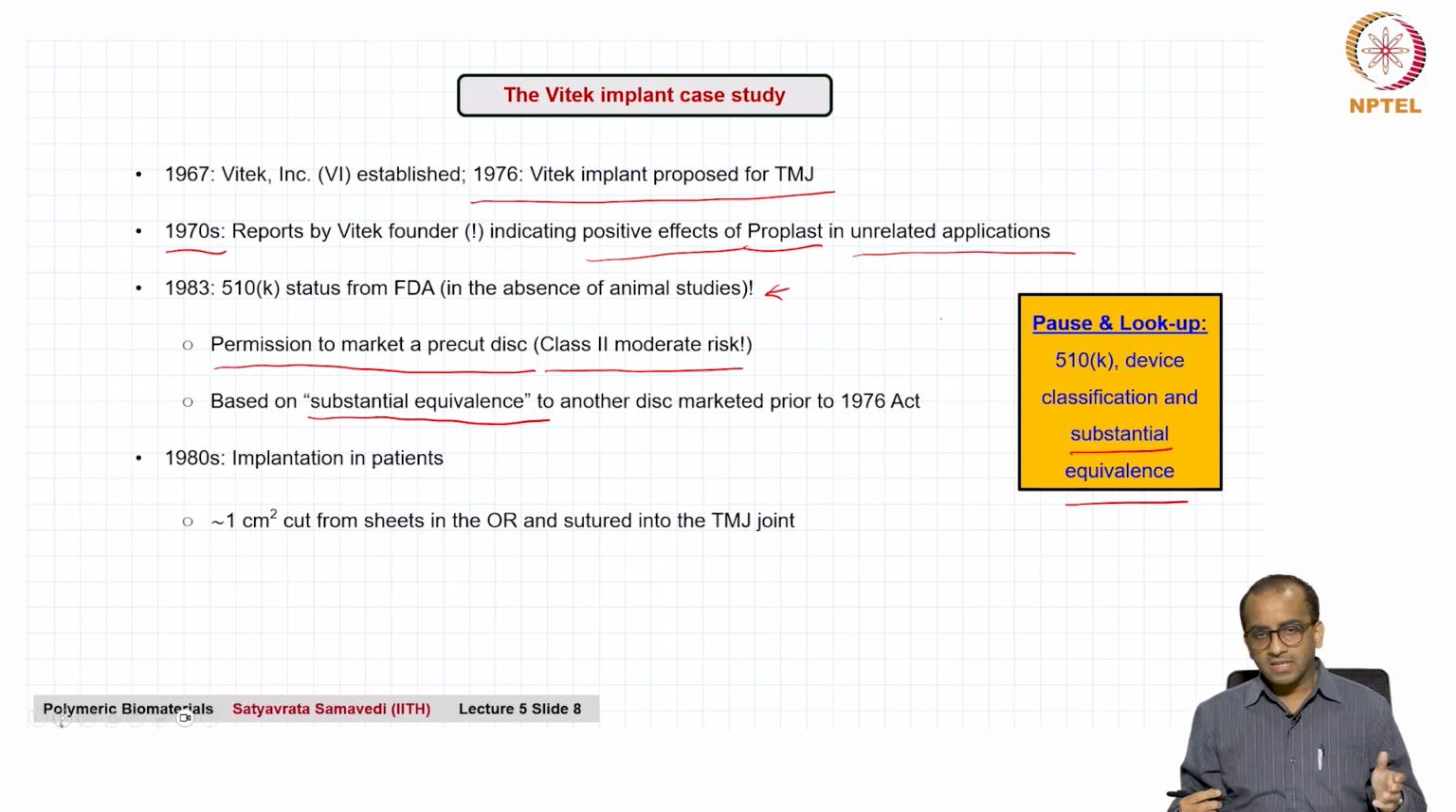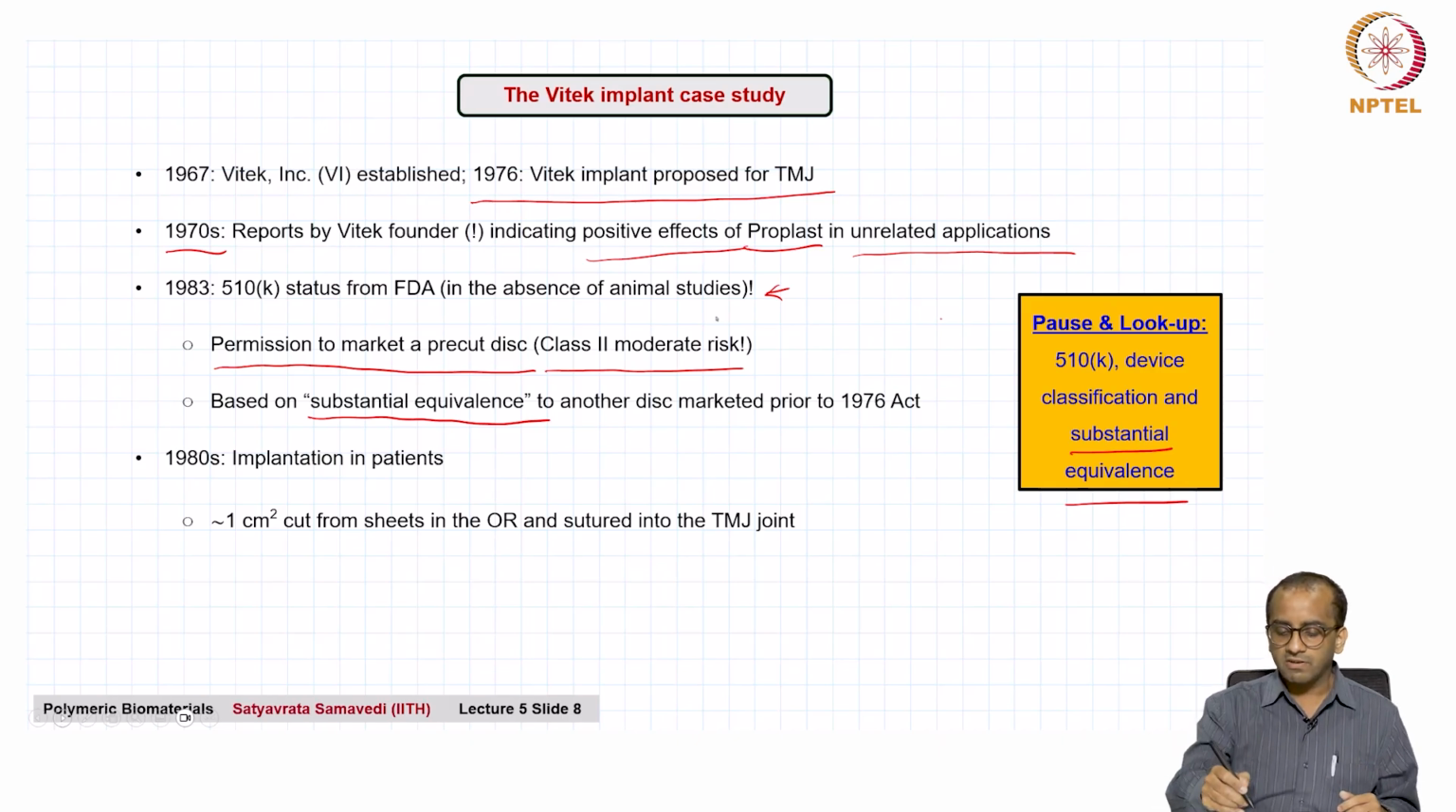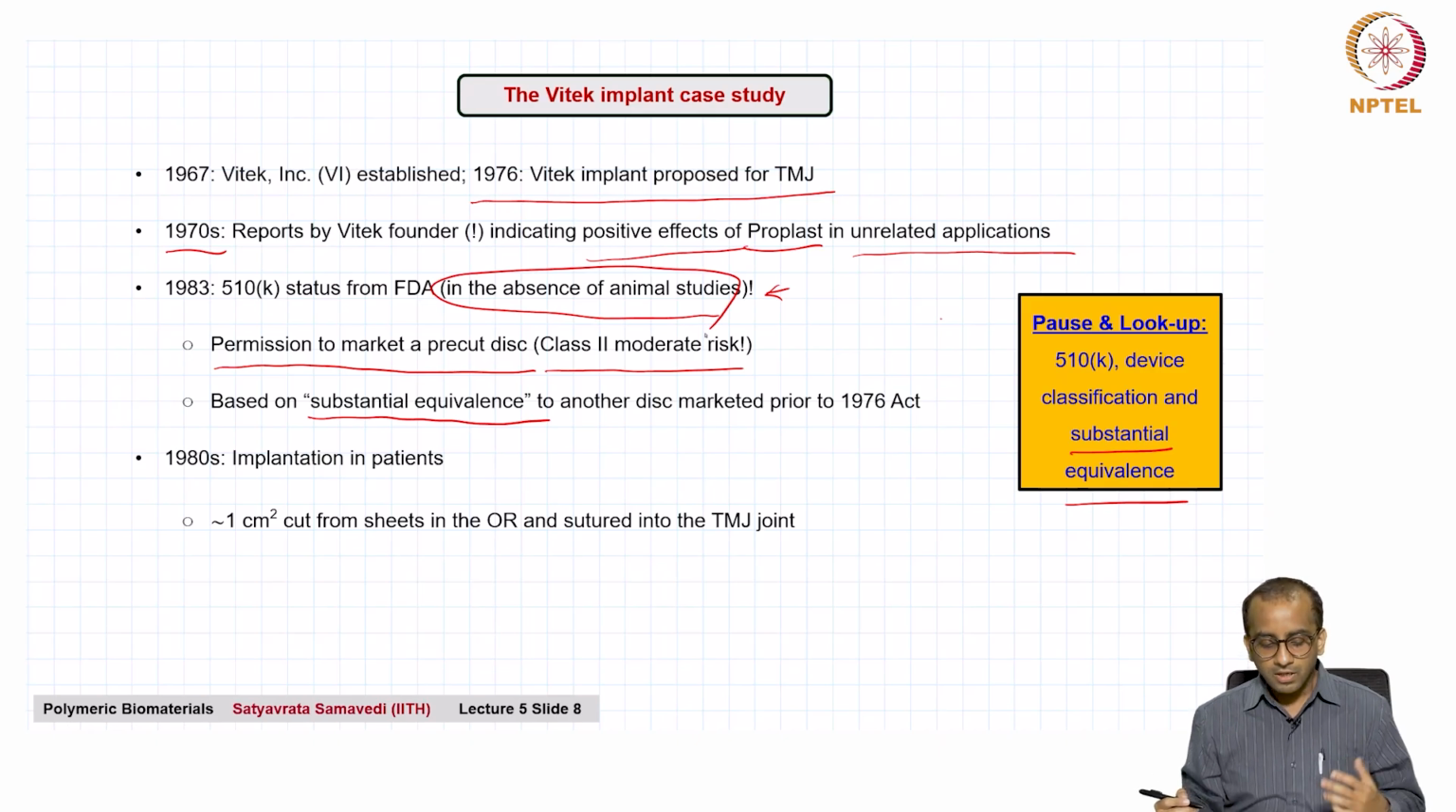And in the 1980s, they get this approval to put it into patients, and this is even when they had not even tested it in animals. So back in the 80s, there were surgeons who were cutting these 1 centimeter square sheets in the operating room and suturing them into the TMJ joint.